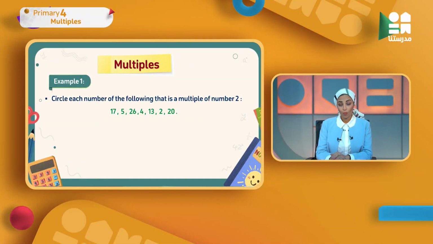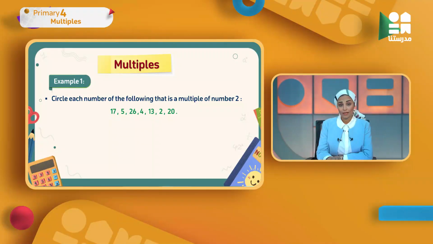Okay, let's see the second number, which is 5. Is 5 a multiple of 2? No, of course not. Why? Because 5 is an odd number. Let's see the third number, which is 26. Is 26 a multiple of 2? Yes, it is a multiple of 2, of course.